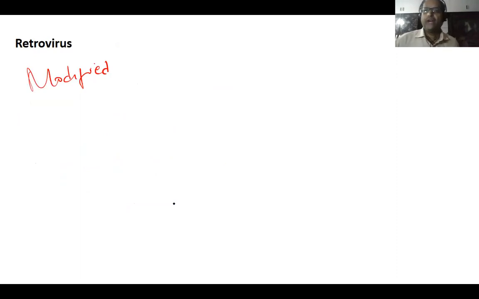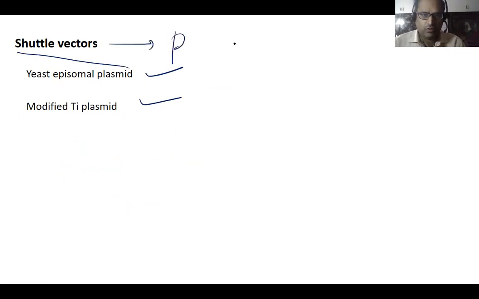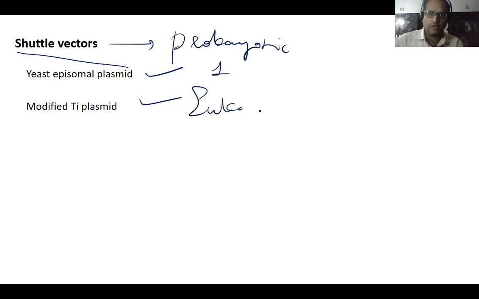Retroviruses can also be modified. Modified retroviruses can also be used as a vector. These are the varieties of vectors we have, which are used in biotechnology and the genetic engineering concept. Another special kind of vector we have is the yeast episomal plasmid and modified TI plasmid, which can act as shuttle vectors. What does shuttle vector mean? This can be used for both prokaryotic hosts and eukaryotic hosts. For both hosts, we are able to deal.